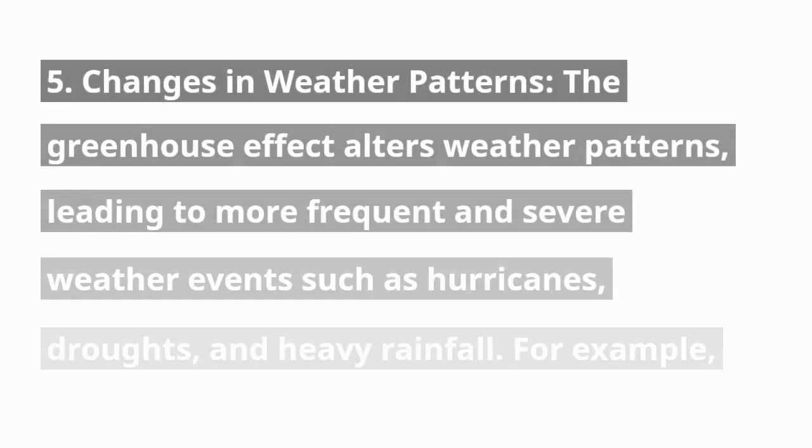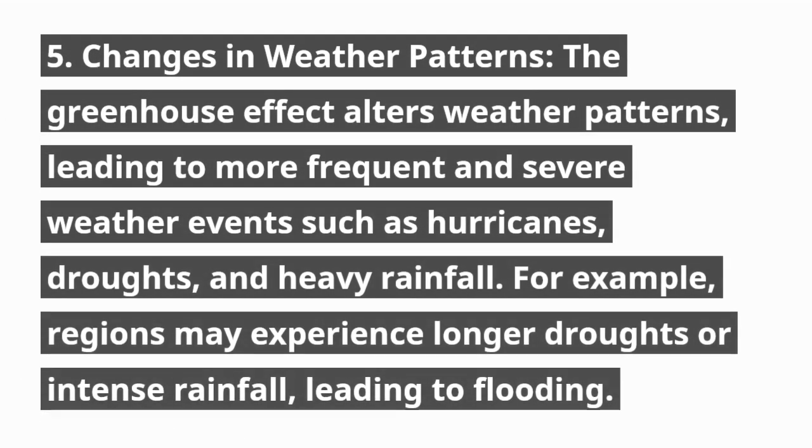5. Changes in weather patterns. The greenhouse effect alters weather patterns, leading to more frequent and severe weather events such as hurricanes, droughts, and heavy rainfall. For example, regions may experience longer droughts or intense rainfall, leading to flooding.